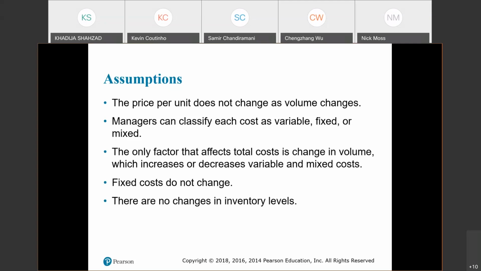But in reality, most businesses do not perfectly meet these assumptions. But managers still prefer to use CVP analysis as a good approximation, even though it is not exact. So what is CVP analysis?